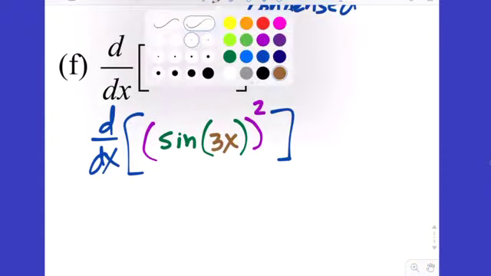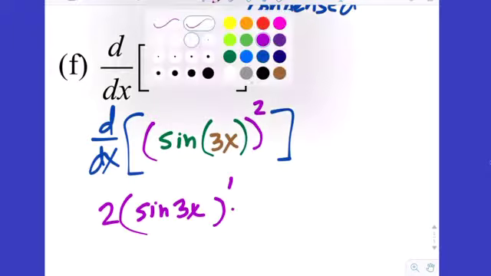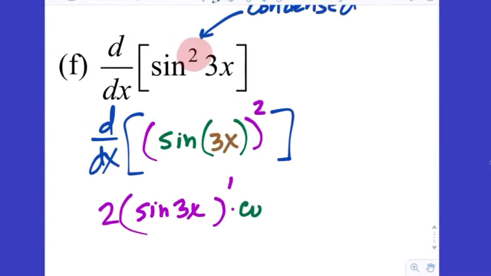So here they are. The first one first, blob squared becomes 2 blob to the first, and we'll just write down the blob. Remember, you're only taking the derivative of 1 layer at a time. Times, now we're at the green layer, the derivative of sine of blob is cosine of the blob, and then times the derivative of the innermost blob, the derivative of 3x is 3. And so there's the answer. 3 factors from 3 layers, we're done.